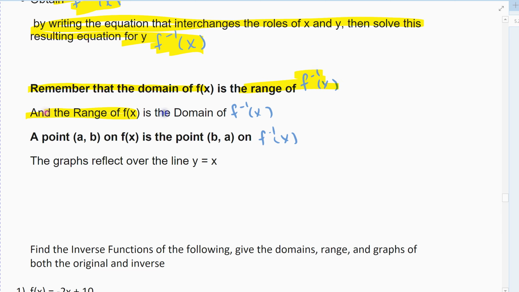The range of f should be the domain of the inverse. Any point on f of x that was (a, b) should be an opposite point (b, a) on its inverse, and it should reflect over the line y equals x. So these are sort of, again, these should all be true. If one of them is not true, then you didn't find the inverse. They should all be true. All right, so that's the process, and then we'll get into actually doing it in the next video.